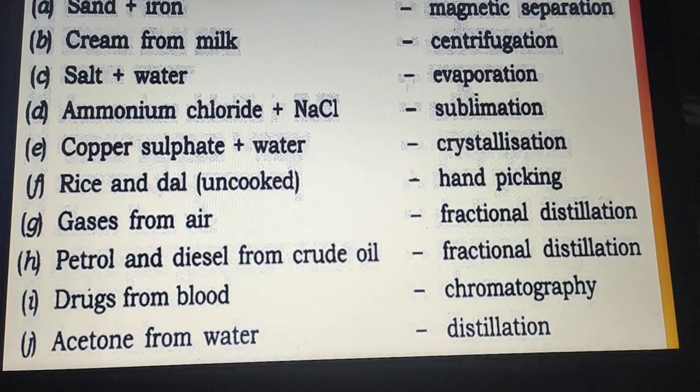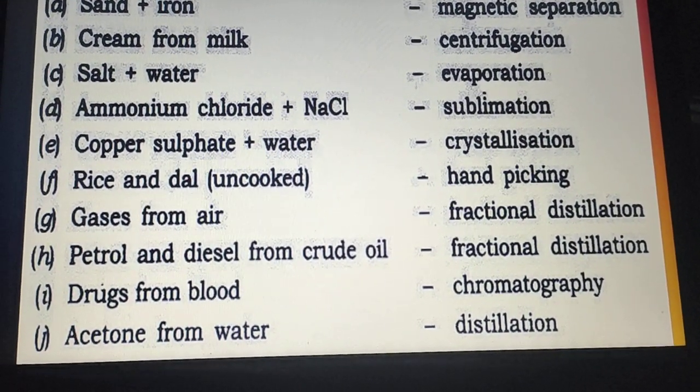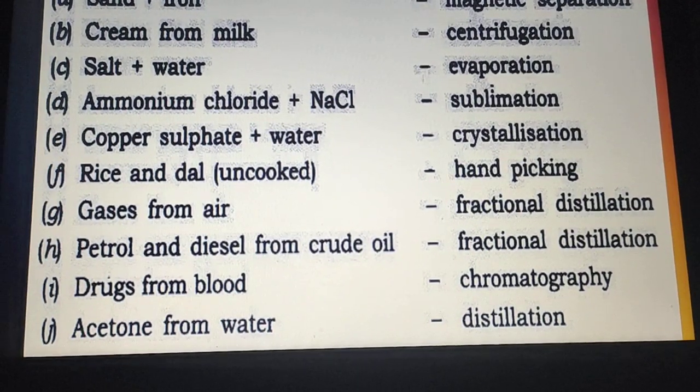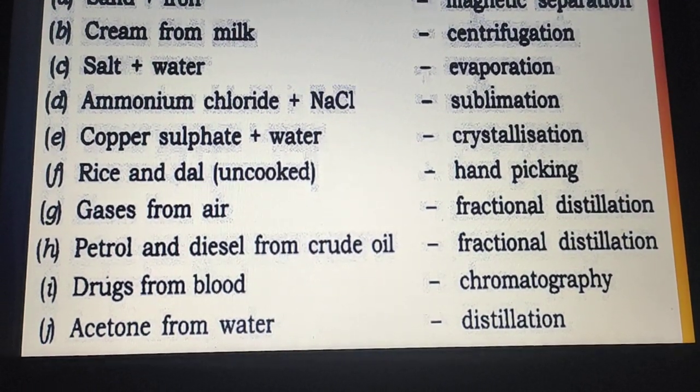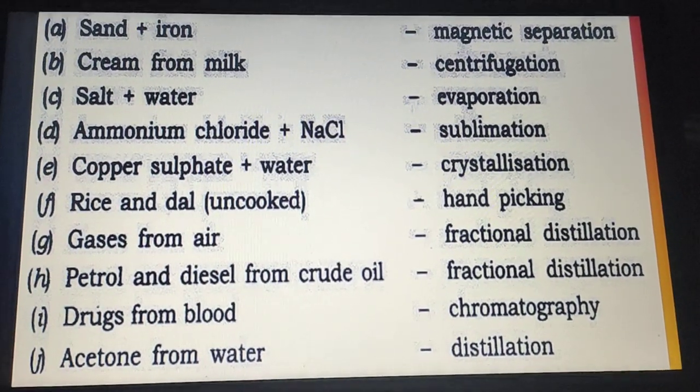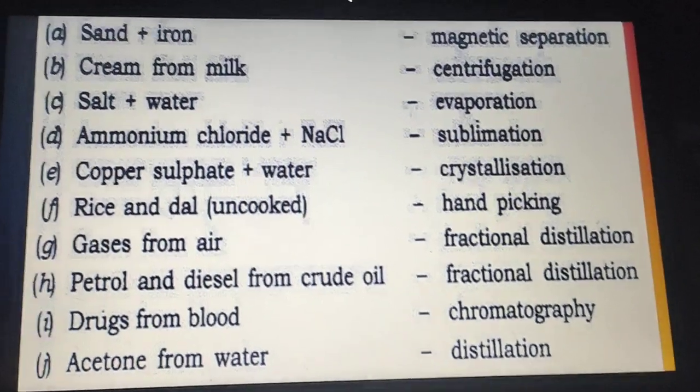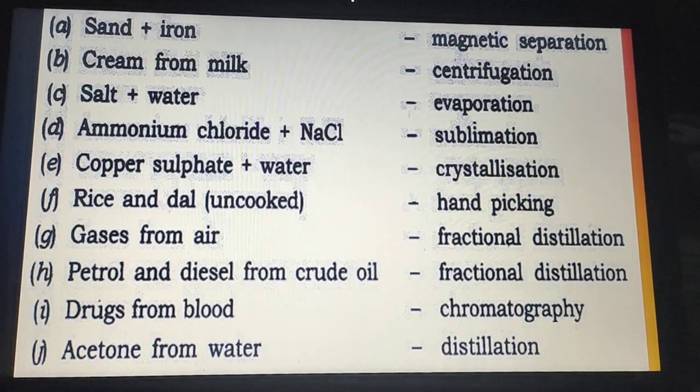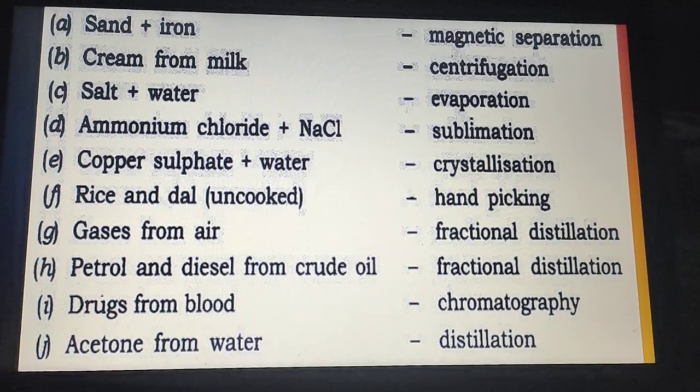Gases from air: fractional distillation. Petrol, diesel from crude oil: fractional distillation. Drugs from blood: chromatography. Acetone from water: simple distillation. So these are the important points that are also in your NCERT exam, which I will discuss in the next video.